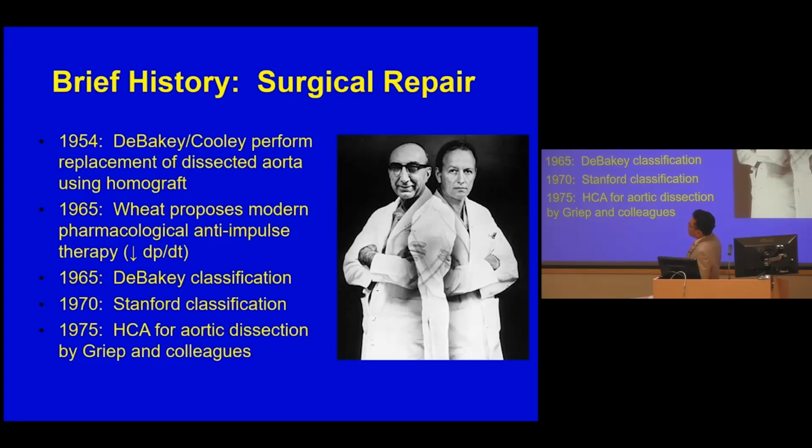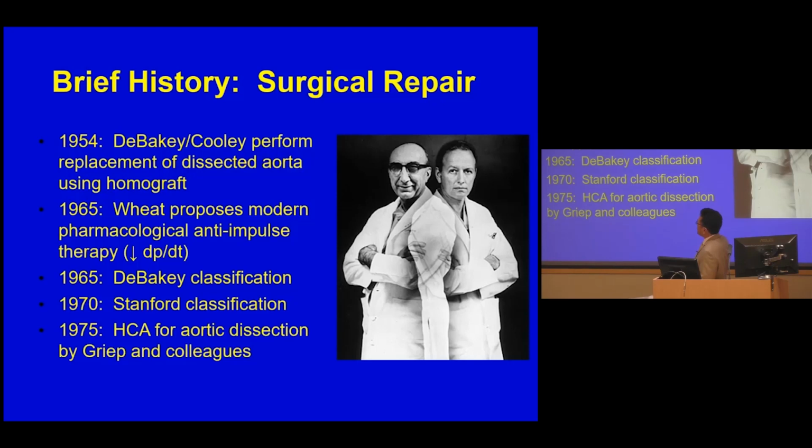Moving forward, the first people who described the initial treatment for type A dissection were Dr. Cooley and Dr. DeBakey. They performed one of the first replacements of a dissected aorta using a homograft. Later on, in the mid-60s, Dr. Wheat from Florida first proposed the modern pharmacological anti-impulse therapy to decrease the shear force on the aorta when you have a dissection. And to this day, we follow those recommendations.